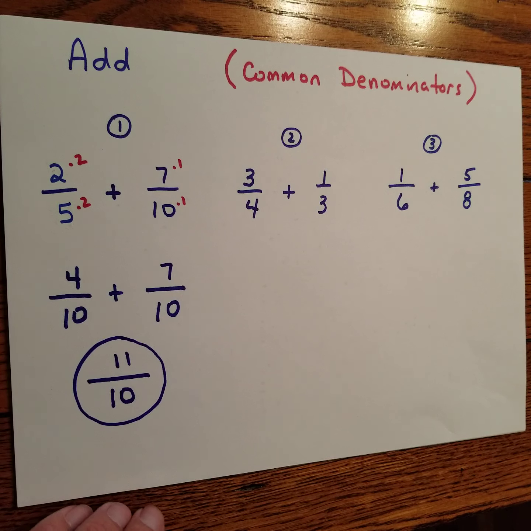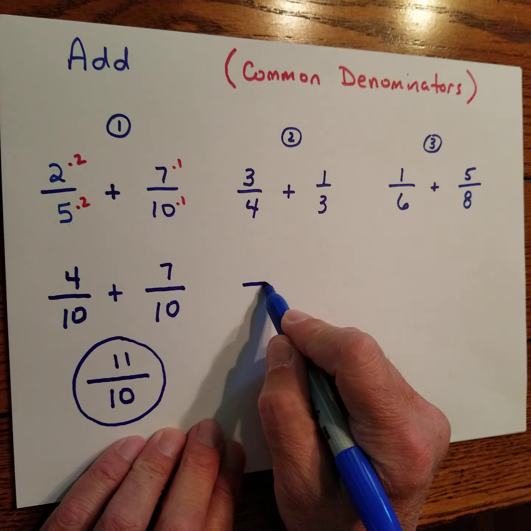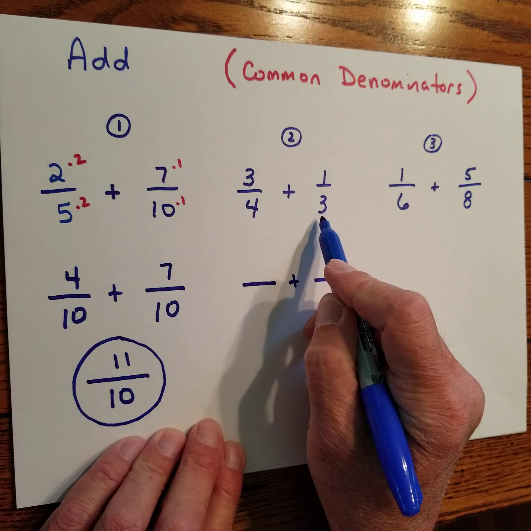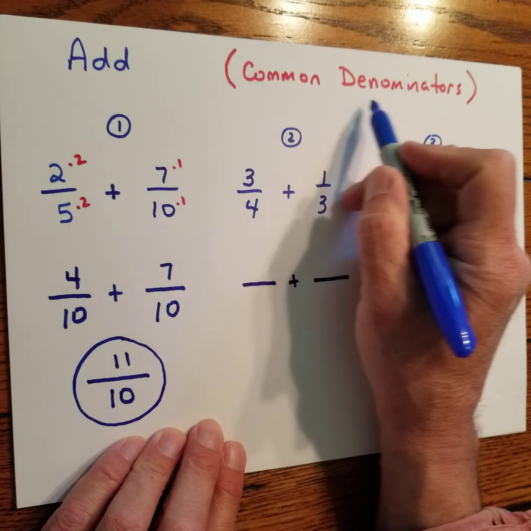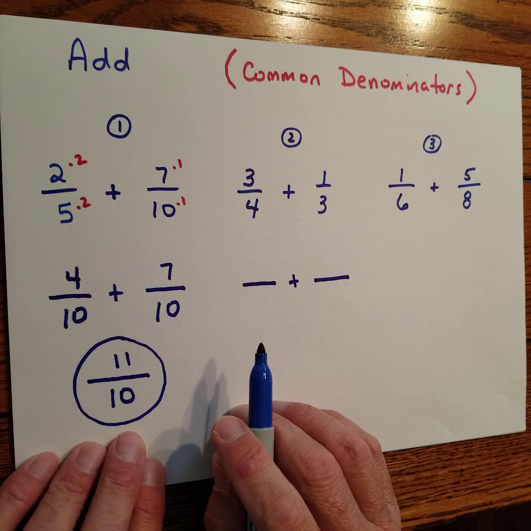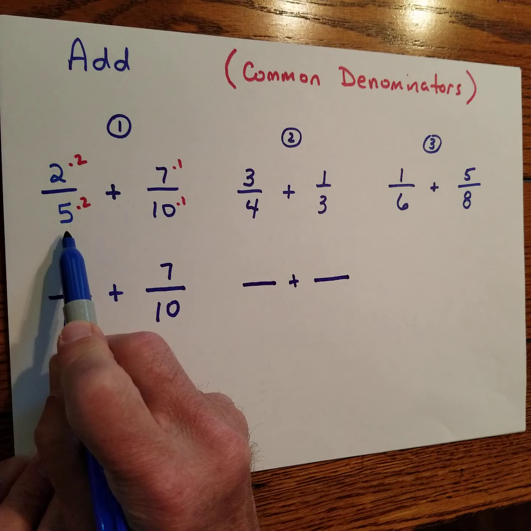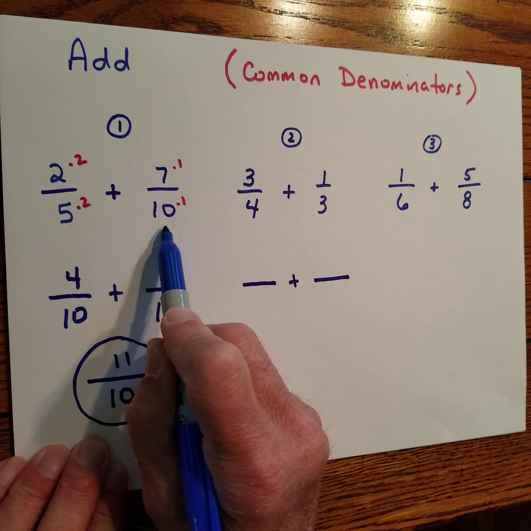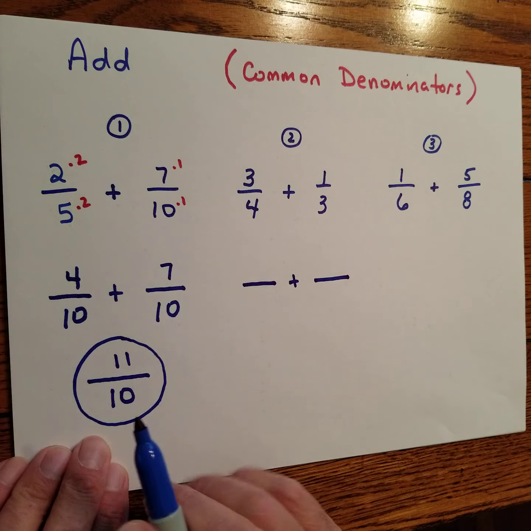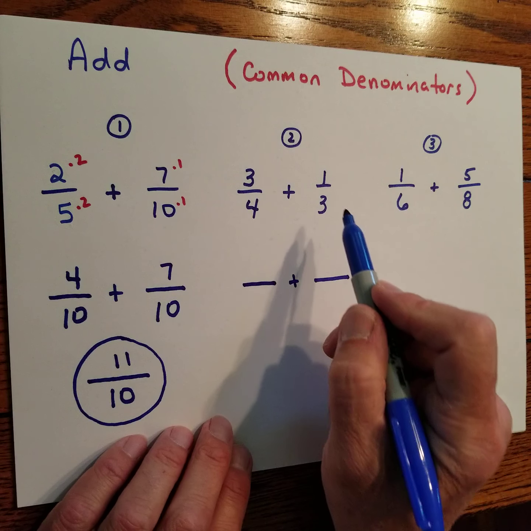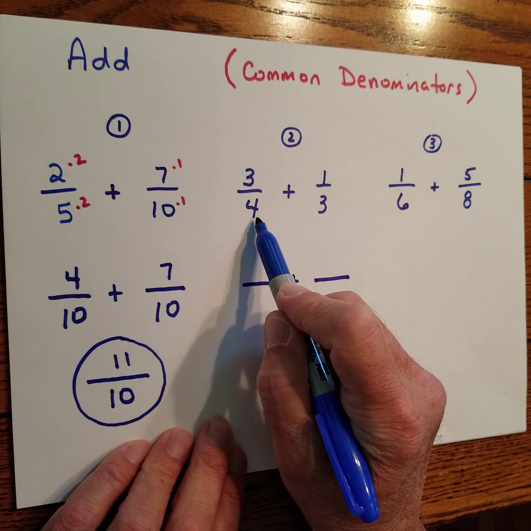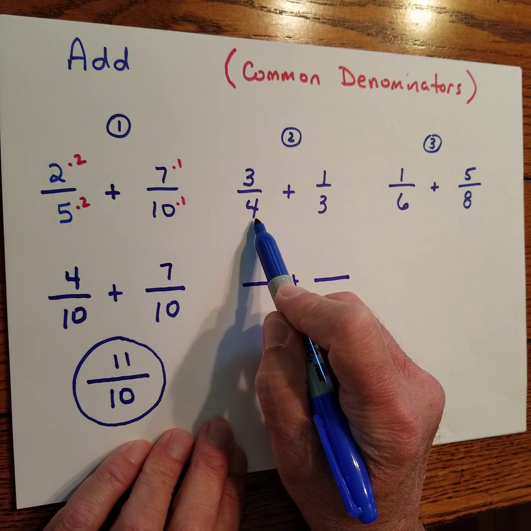Let's try number 2. We're trying to add fractions, but the denominators are different. We can't add until we have a common denominator. Well, to get a common denominator, I like to first see if the small number divides evenly into the big number. In problem number 1, 5 did go into 10, so we use 10. But in problem number 2, the small denominator does not divide into the bigger denominator, so I can't use 4.